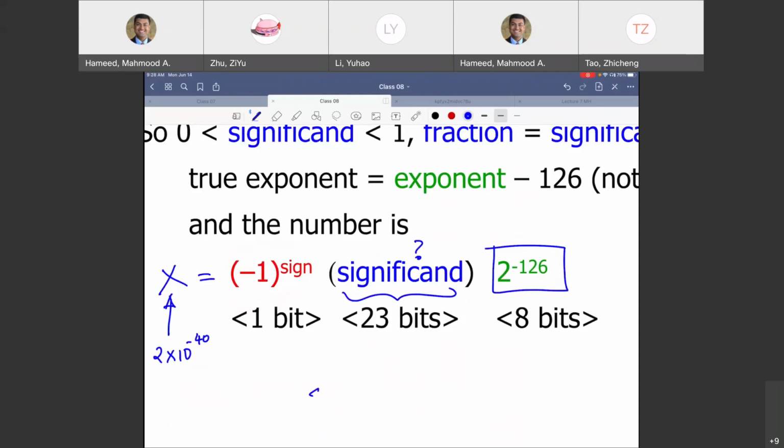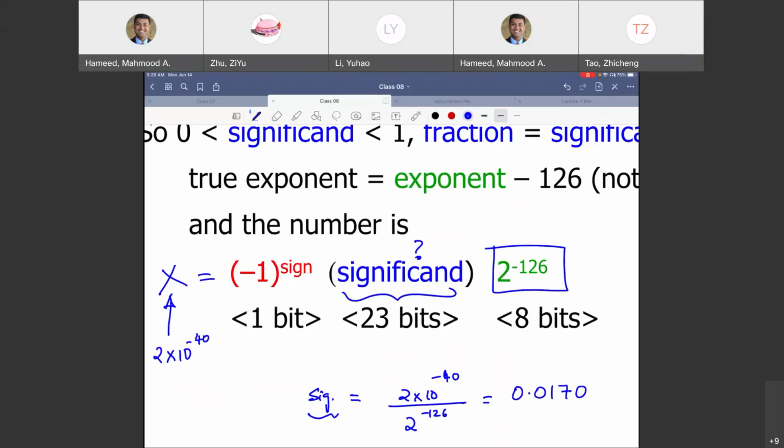Well, can I say the significand is going to equal 2 times 10 to the negative 40 divided by 2 raised to negative 126, right? Just divide it. I'm treating sign differently. So if I divide this, I get 0.017, and you guys can check this. 0.017 is the significand in decimal.